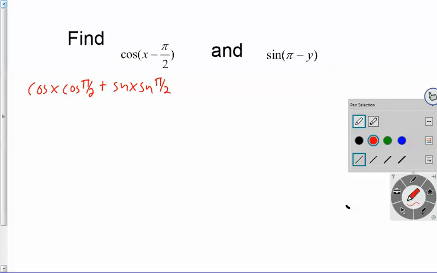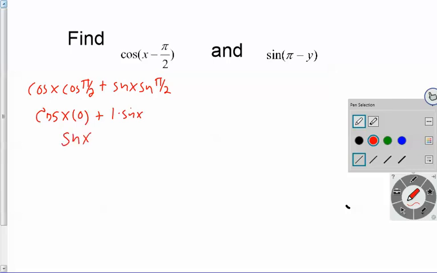Because the cosine of x we don't know. The cosine of pi over 2 I think is 0. So that's the cosine of x times 0 plus, what's the sine of pi over 2? I think that's 1. So 1 times sine of x. So then this just becomes the sine of x.